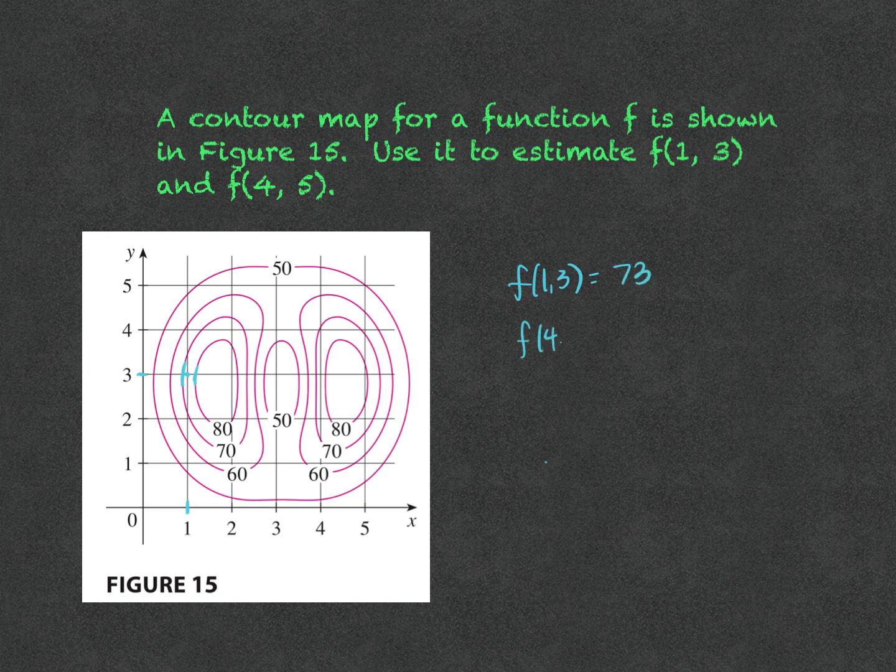And then we have f(4,5). Here's my x value of 4. I'm going to change to green. Here's my x value of 4, my y value of 5, and I'm coming up here to this point. Now here I'm between 50 and 60. It looks like I'm a little closer to 60, so I'm going to go with 56. It looks like a little more than half. So it's an estimation. You just do the best you can with it.